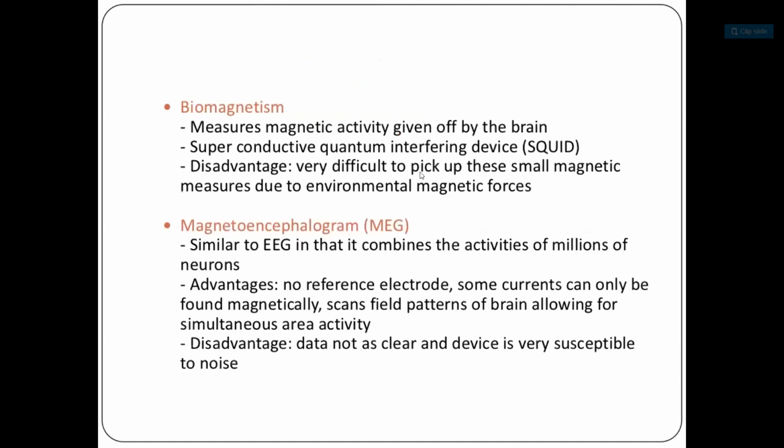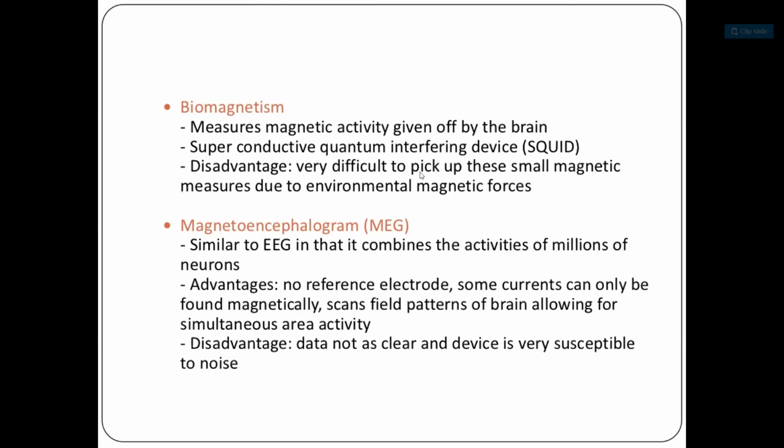Biomagnetism measures magnetic activity given off by the brain, using a superconducting quantum interference device. It is very difficult to pick up these small magnetic measures due to environmental magnetic force. So this is one of the greatest disadvantages of biomagnetism.